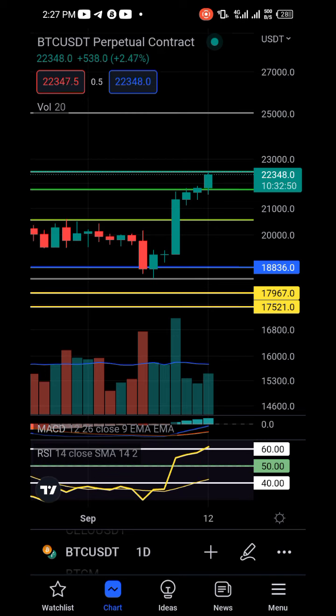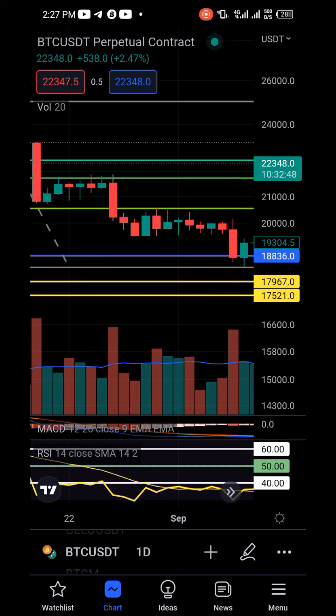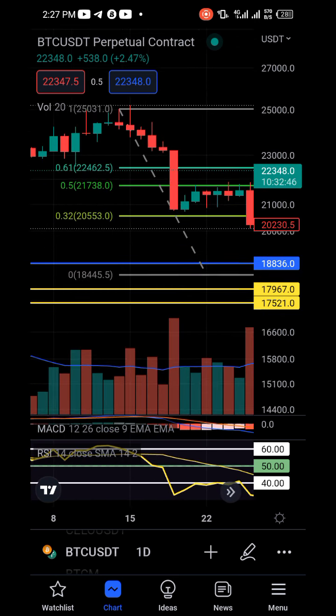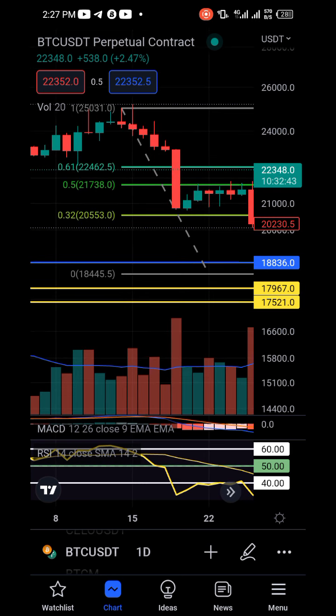Now, let me show us clearly. 22,462. That is our first target. I put a screenshot there in our WhatsApp group. And if we are able to pass 24,000, then our next target is going to be 25,000. It will not be overnight, but surely we will get there. It will take some couple of days. Sometimes Bitcoin can do some kind of crazy move, so we don't really know when it will get there, but surely it will get there.